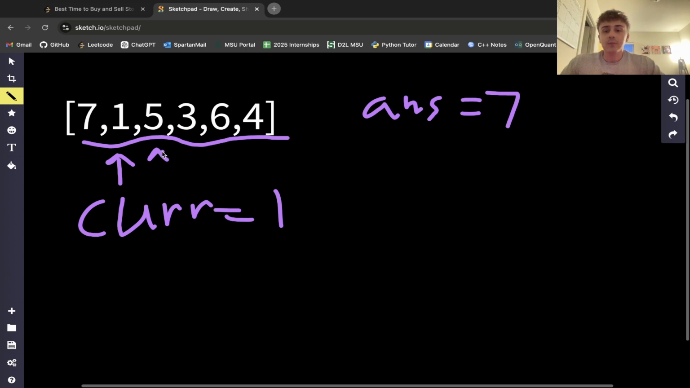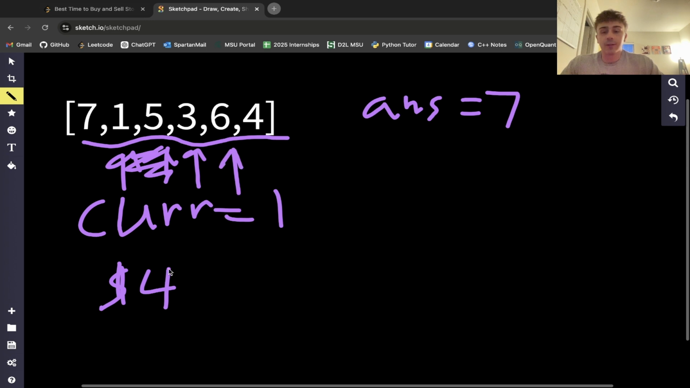So what do I mean by this? If I start here and then I sell here, then I have $4. I know I'm not holding anything anymore, so then I'd buy here, and I'd keep track of an extra $3 because that's how much I've gained, and then I don't sell yet. My current value is still equal to 3, and then I'd go to this next one. That value is less, so now my current value is equal to 4. And now that array is over.